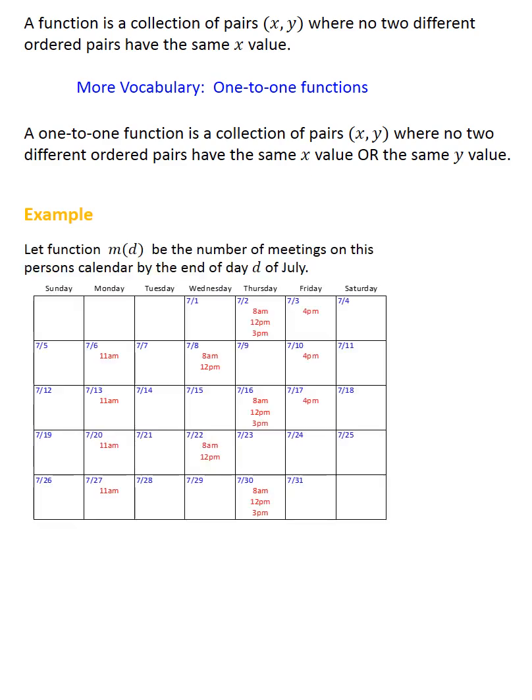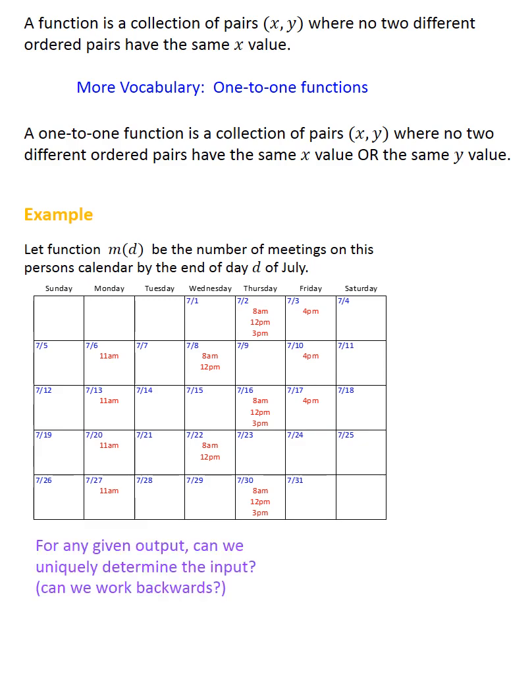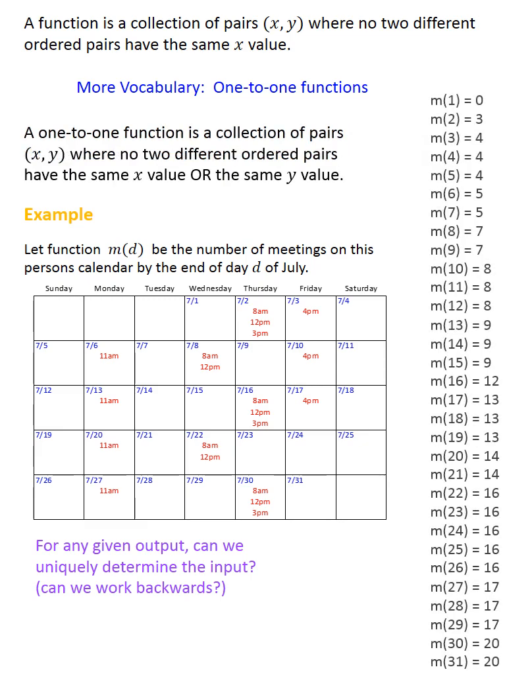Here's another function we can analyze to determine whether or not it is a one-to-one function. Recall the function where m is the number of meetings that had been attended between the 1st and the 10th day of July. To answer whether this function is one-to-one, we need to ponder whether or not, for any given output, we can uniquely determine or work backwards to the input. Well, you may recall that we already looked at all 31 outputs to this function.